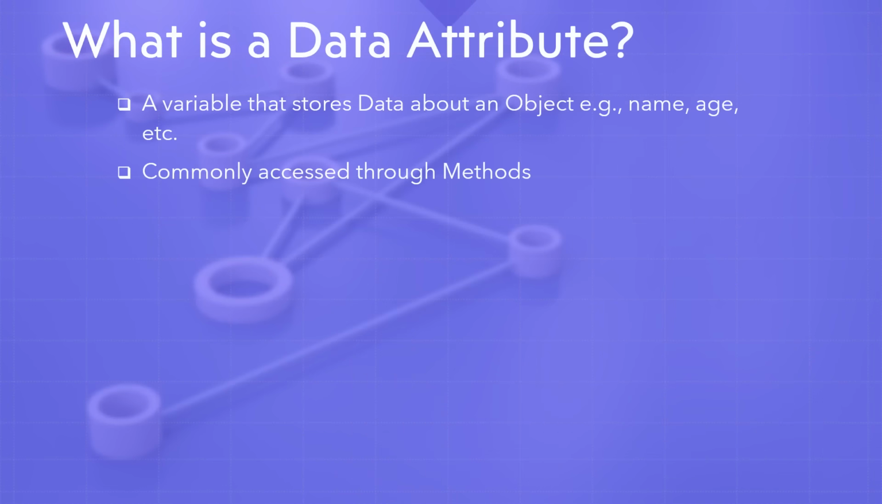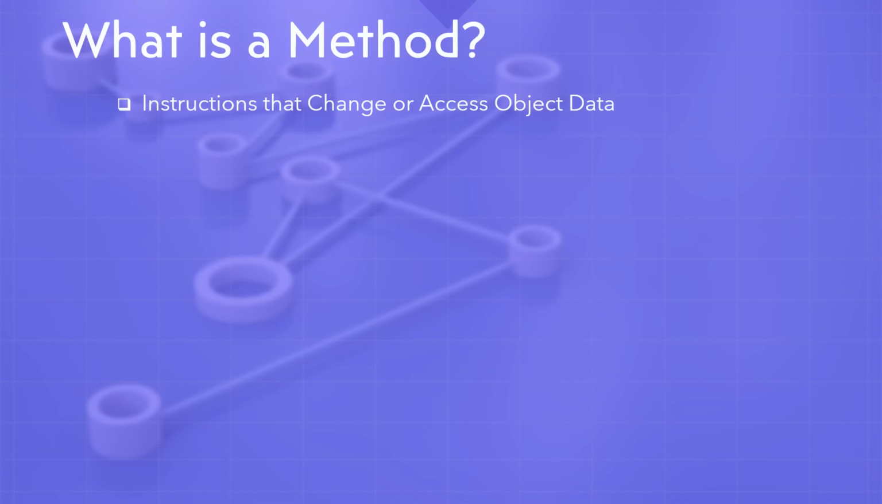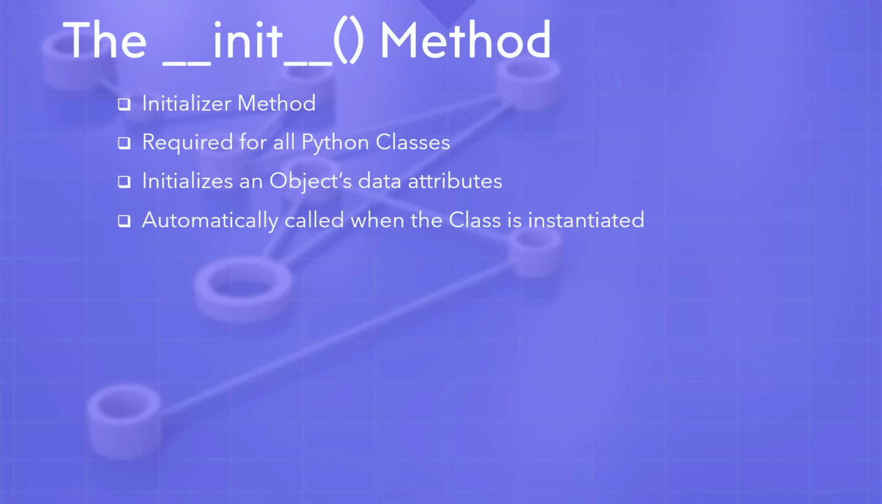A data attribute is a variable that stores data about an object, such as a name and age and so on, and data attributes are commonly accessed through methods. Methods are instructions that change or access object data. The init method is required for all Python classes, and it's used to initialize an object's data attributes, and it's automatically called when the class is instantiated.